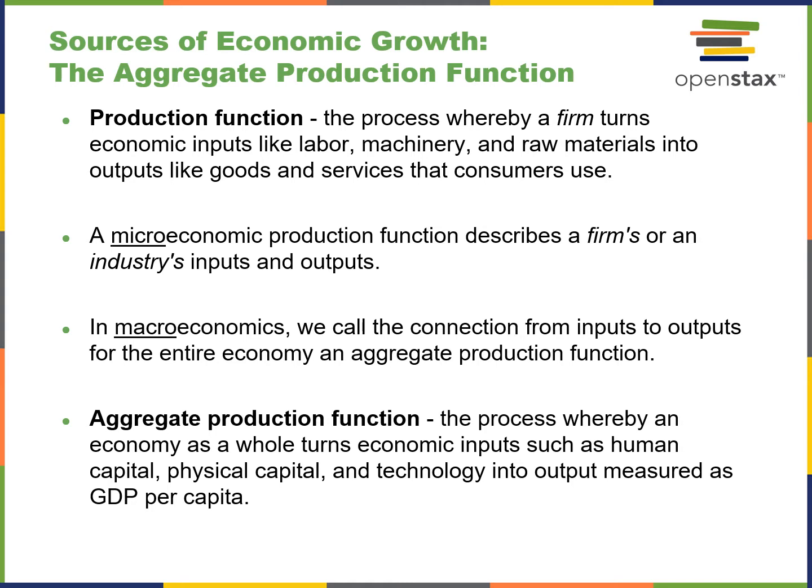You've got the production function. So here you may want to take a look at that. A microeconomic production function is about the firm. It could also be about the industry's inputs and outputs. In macroeconomics, we talk about the connections of the inputs to outputs for the entire economy, or an aggregate production function. An aggregate production function is defined here below, and that's how the economy as a whole turns inputs, such as all the factors, human capital, physical capital, technology, into some kind of output, and that's measured as GDP per capita. So you're going to want to remember the tie-in between aggregate production function and GDP per capita.